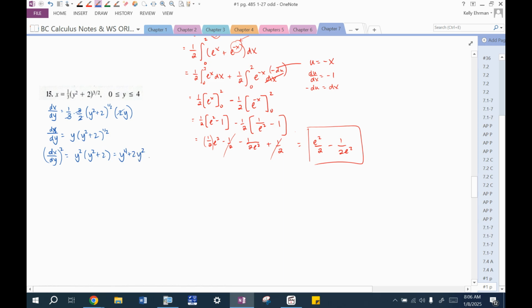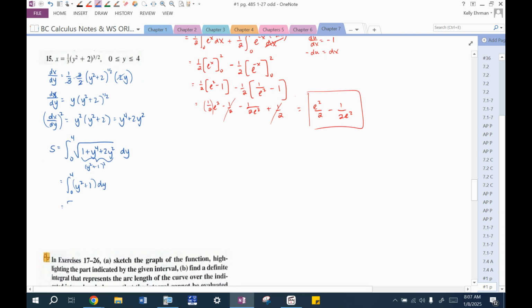And you can see that's part of a trinomial that we're going to be able to factor pretty soon. So the arc length will be the integral from 0 to 4 of the square root of 1 plus y to the 4th plus 2y squared dy. This is a perfect square trinomial again. It's (y squared plus 1) squared. So now it's the integral from 0 to 4 of y squared plus 1 dy, because I took the square root of a perfect square.